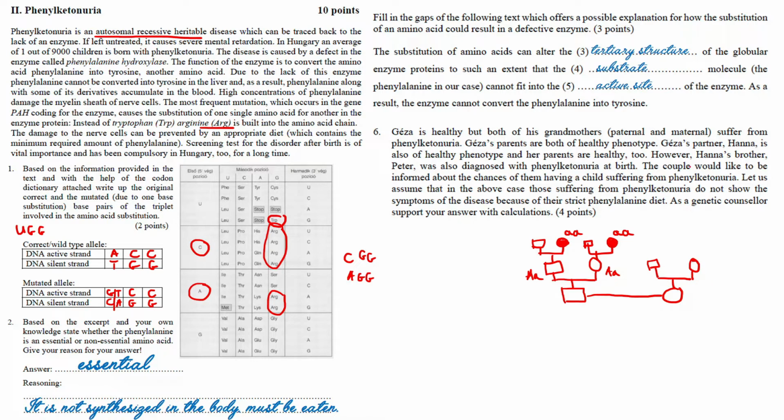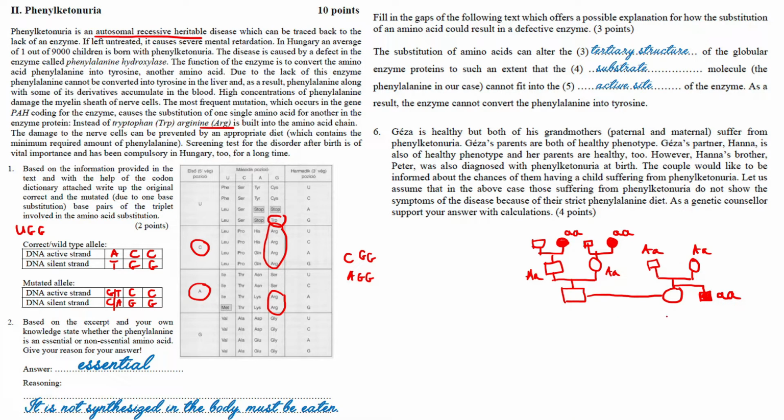But we know a very interesting fact in here. Hannah's brother Peter was also diagnosed with phenylketonuria. So Hannah was one child, and then they had Peter too, and Peter was diseased. If Peter had the disease, it means that the parents must be heterozygous here too, because that's the only possible way how they could donate the recessive alleles to the son.